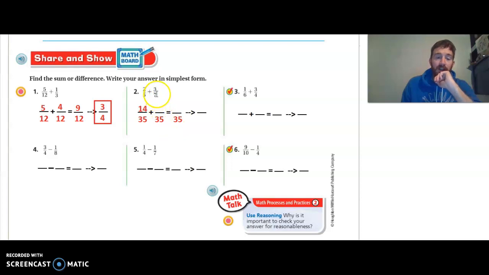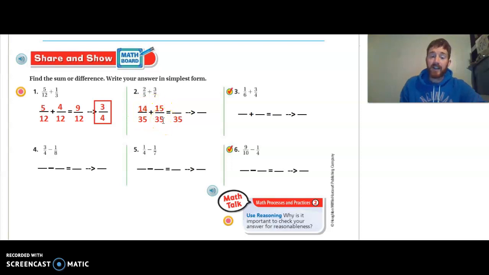Now let's look at the other one. 3/7, if I go from 7ths to 35ths, how do I go from 7 to 35? I would have to multiply that one by 5, okay? So then I have to do the same for my numerator. 3 times 5 is going to make 15. And so here's my equivalent fraction for that. So now I've got 14 35ths and I've got 15 35ths.